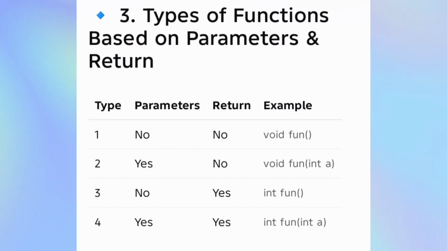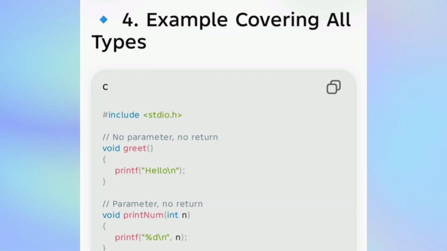No parameter no return type, parameter no return type, no parameter with return type, parameters with return type. These are the four major classifications of functions. The example covers all the types of function parameter passing.